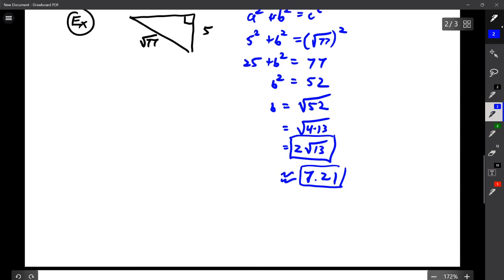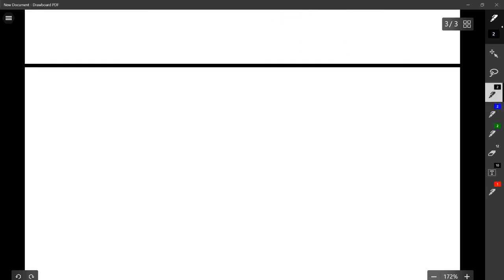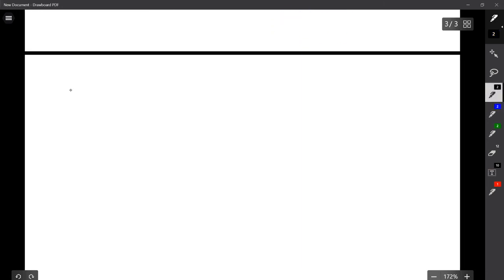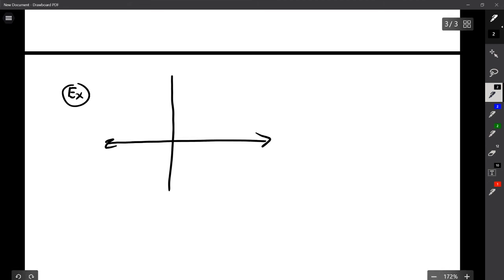So that's that. And then the one other thing that could come up here is you could run into something where you're looking at a graph and you have to figure out the lengths from there. So let me draw some axes here. Say we have that axis and this axis, x, y, 1, 2, 3, 4, 5, 6, -1, -2, -3, maybe 1, 2, 3, -1, -2, -3.